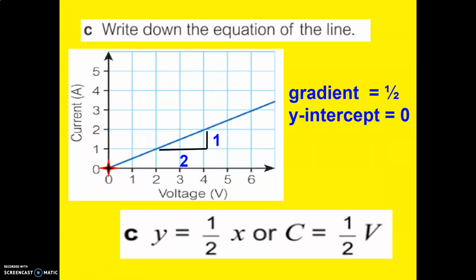Write down the equation of the line. So again, draw a triangle. By the way, in drawing a triangle, you can draw a triangle here, you can draw a triangle there, but let us have this triangle. So this triangle, it's 1, and this is 2. The gradient is equal to 1/2. And the y-intercept is equal to 0. Therefore, the equation of the line is y equals 1 half x, or I equals 1 half V.